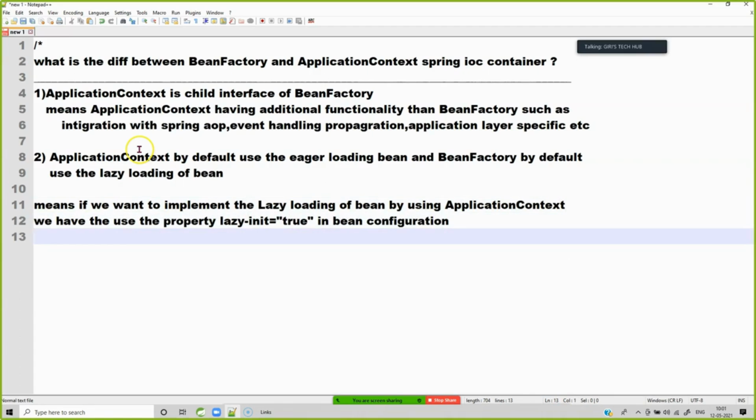These are the major differences between Spring application context and bean factory. These are the two types of IOC container. Are you getting it or not? These are the two IOC container types.